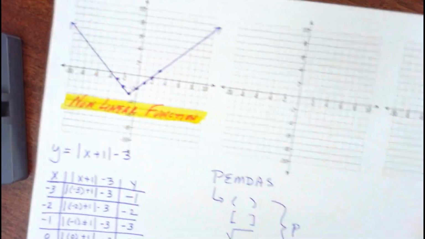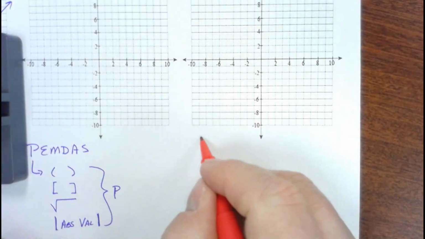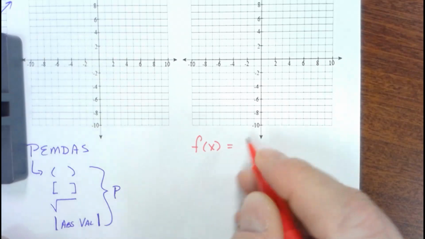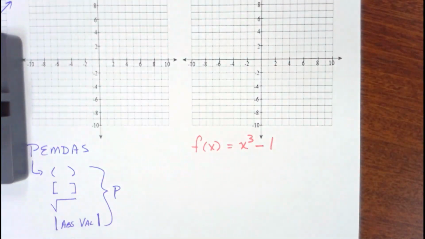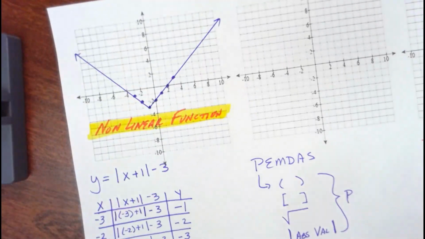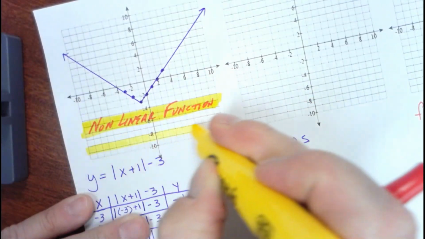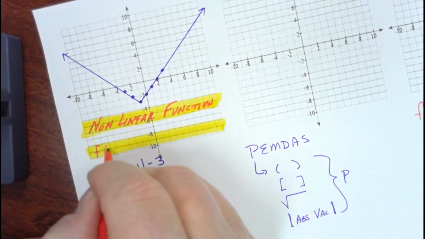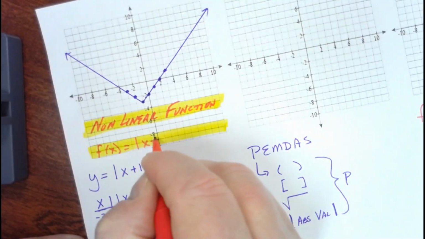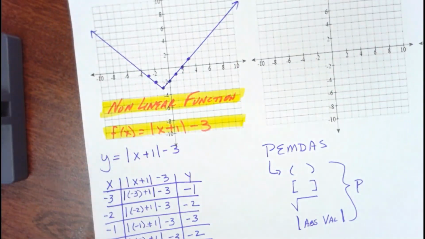Okay, last one. We're going to go through this a little bit quicker. f of x is equal to x cubed minus 1. Now, I want to go back here. First of all, I should have finished this up. I got in a hurry. This, too, can be written using function notation. f of x equals the absolute value of x plus 1 minus 3, because it passed the vertical line test.